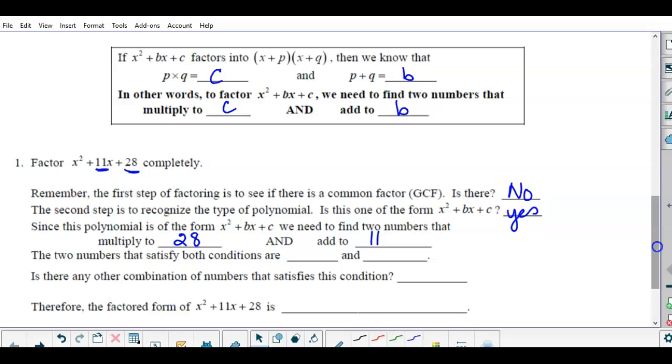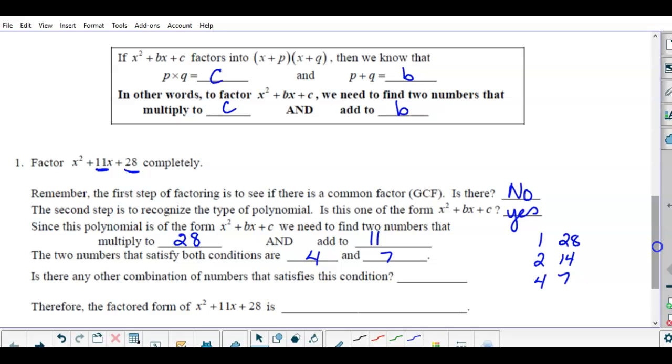Now you want to think about those factors. You can use your calculator. I always start with 1 and the number. So 1 and 28. Does that add to 11? No. 2 and 14. Does that add to 11? No. 3 doesn't go in. 4 and 7. Does that add to 11? Yeah. So 4 and 7 are the two numbers.